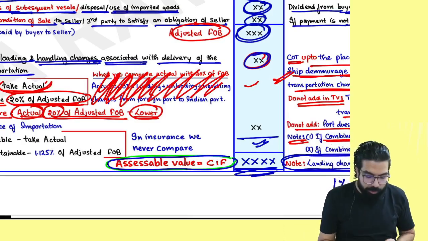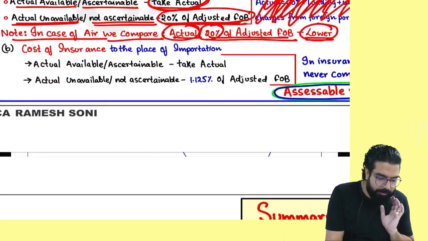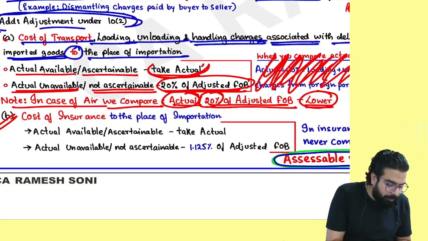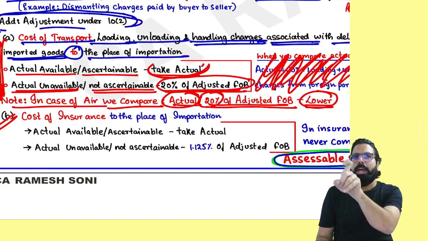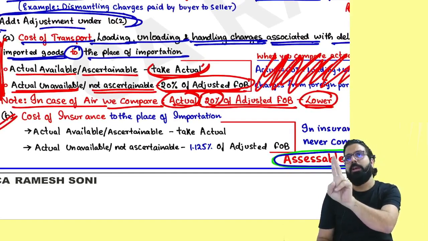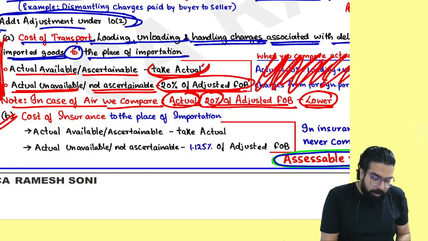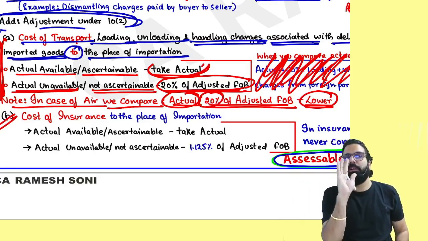I will go ahead and do one question with you guys so you will understand this. First you have to understand one more thing, then I will go ahead. Everyone here, cost of insurance. Did you understand this first point? Transportation, what will you take? Actual is not available, take 20%. Do you guys agree with me? Then, air का case में, actual or 20%, whichever is lower.